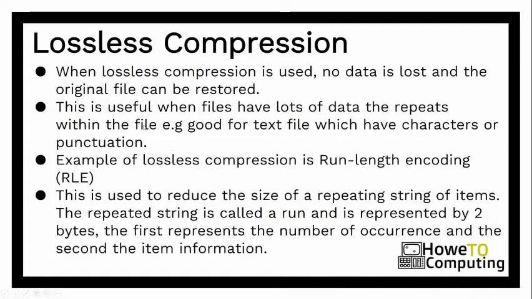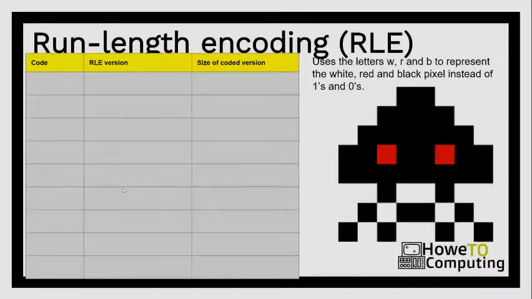So the first type is lossless. This is where no data is lost during the compression. This is really useful for things like text files, where there's lots of repetition. And one method we can use for that is run length encoding, RLE. This reduces repeated strings, items or patterns. So this is one method of doing that.